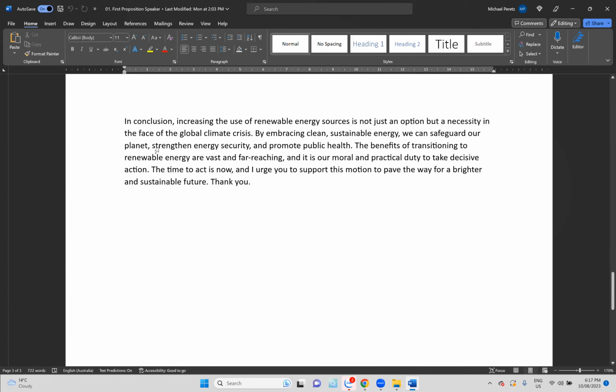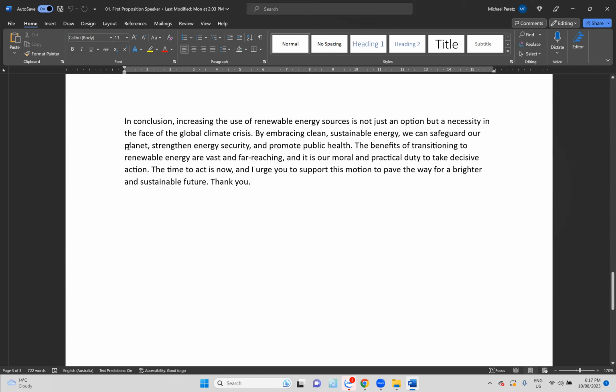And here's our conclusion. In conclusion, increasing the use of renewable energy sources is not just an option, but a necessity in the face of the global climate crisis. So that was one of the very first things that we said in the first argument, was we're facing a global crisis. And so now we're saying renewable energy, we need to do this to help fight this crisis. By embracing clean, sustainable energy, we can safeguard our planet.